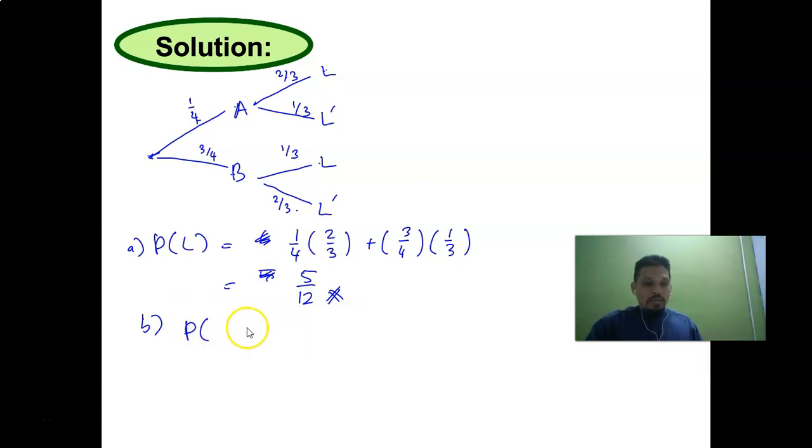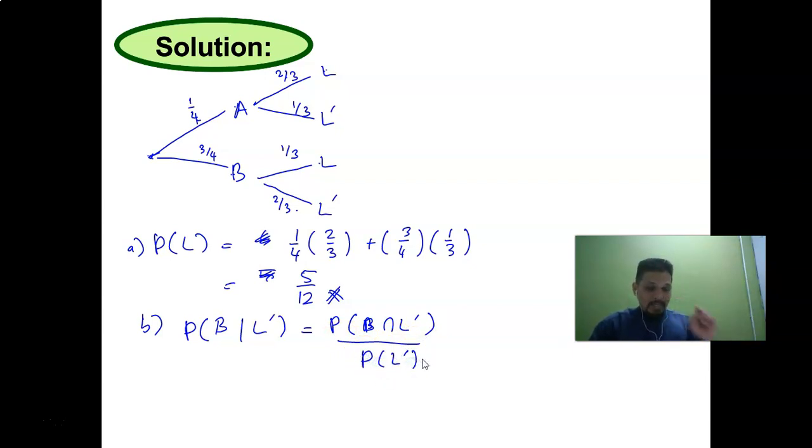Given that he is not late for work. So not being late for work is something that has already occurred. Okay, so what is the probability that he chose route B? That is the future. That might be if he used route B, but this one is not late for sure. So that means it is the probability of B intersect with not late, divided by the probability of not getting late.